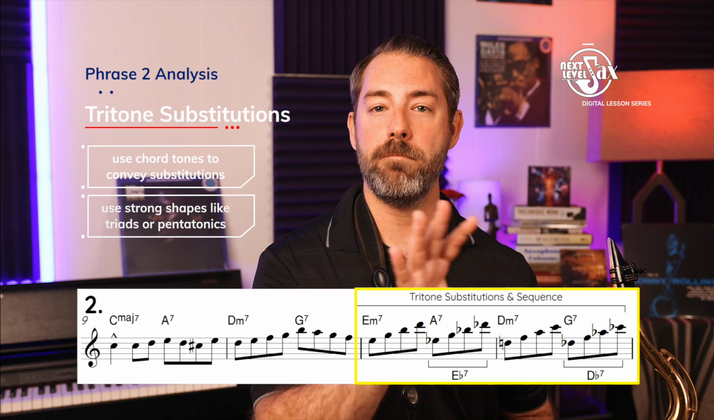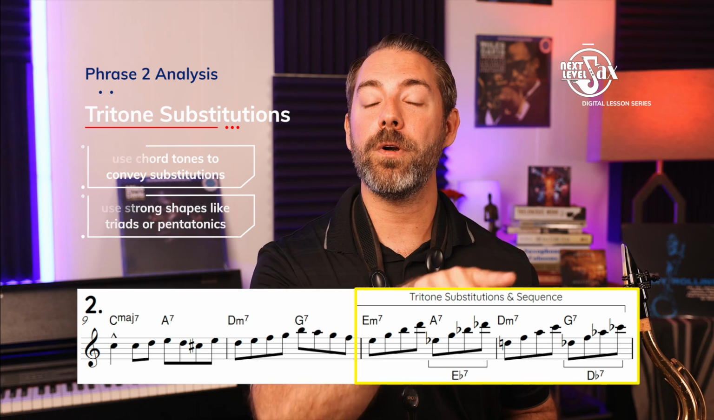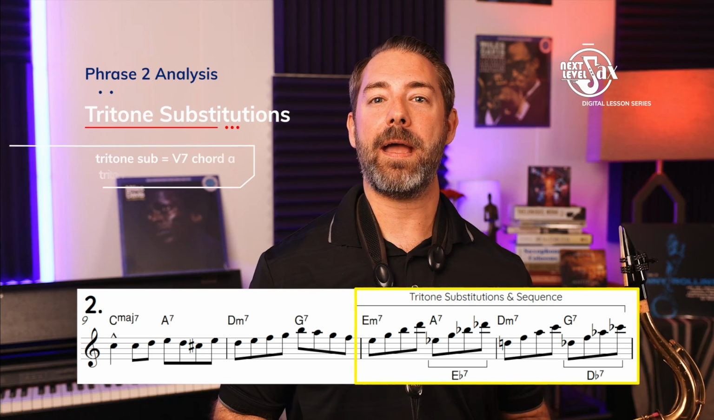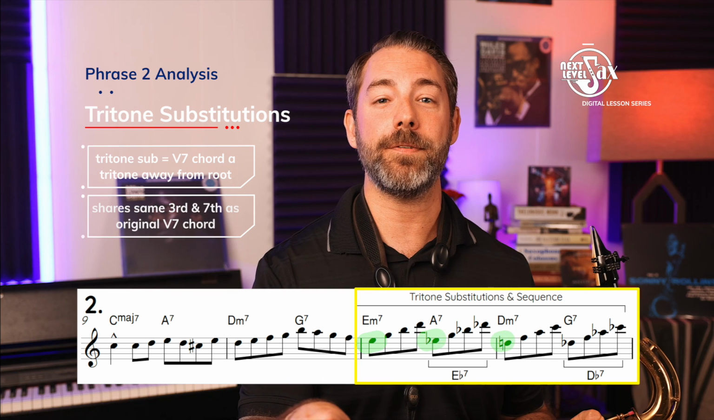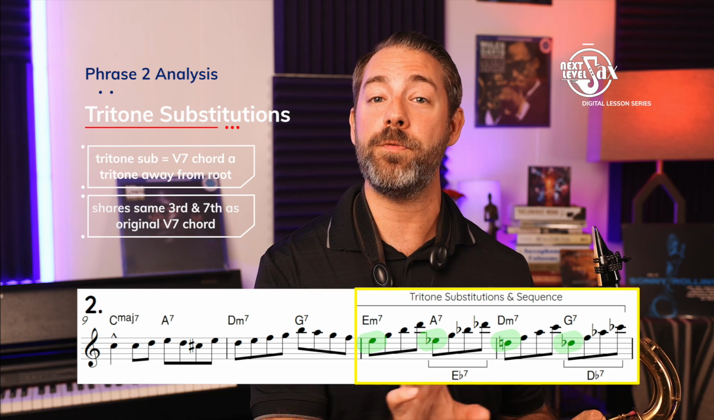Again, I'm just going from minor to dominant. Notice that we're descending chromatically by half step because that is what the tritone substitution lets us do with our root movement in the bass.